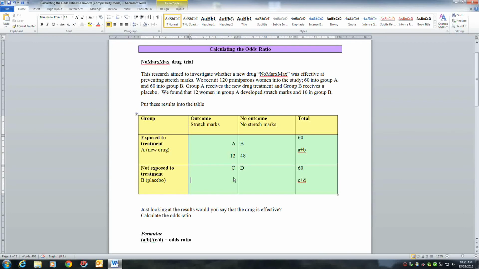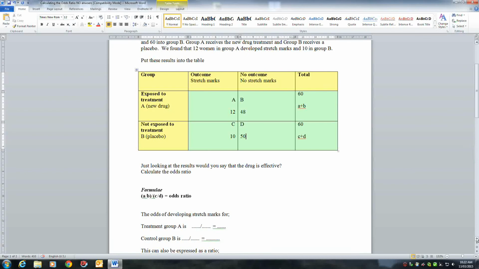Now if we come down to the group who didn't get the drug, this is group B, what did we find up here? 10 women in group B got stretch marks, so we'll put that in here. Didn't get the exposure to treatment, group B. Did get stretch marks, we had 10. So we can work out what goes in here, that's 50. Hopefully you're with me.